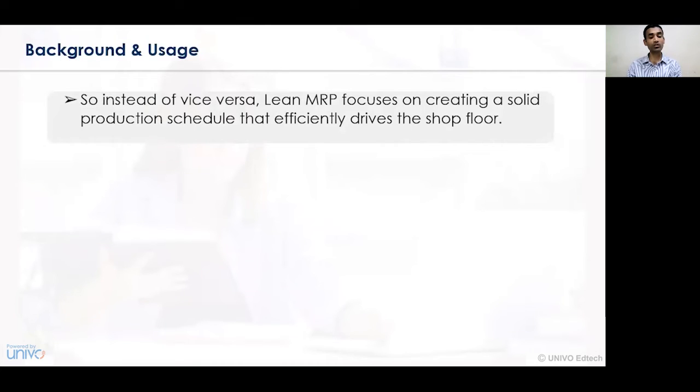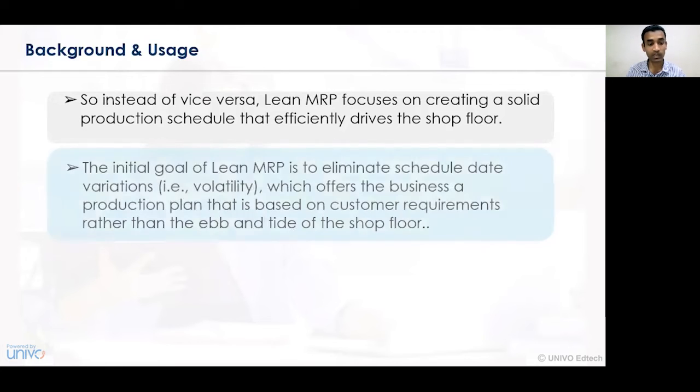Now let's understand the background and usage of MRP. Lean MRP focuses on creating a solid production schedule that effectively drives the shop floor. In order to see that all the shop floor activities are conducted in an effective way, it drives the whole series of activities with better consideration. Lean MRP focuses on creating a better production schedule to match demand and supply. Whatever demand there is in a particular market, the supply of those commodities needs to be undertaken, and hence effective planning of those activities at the shop floor level is the concept of lean MRP.